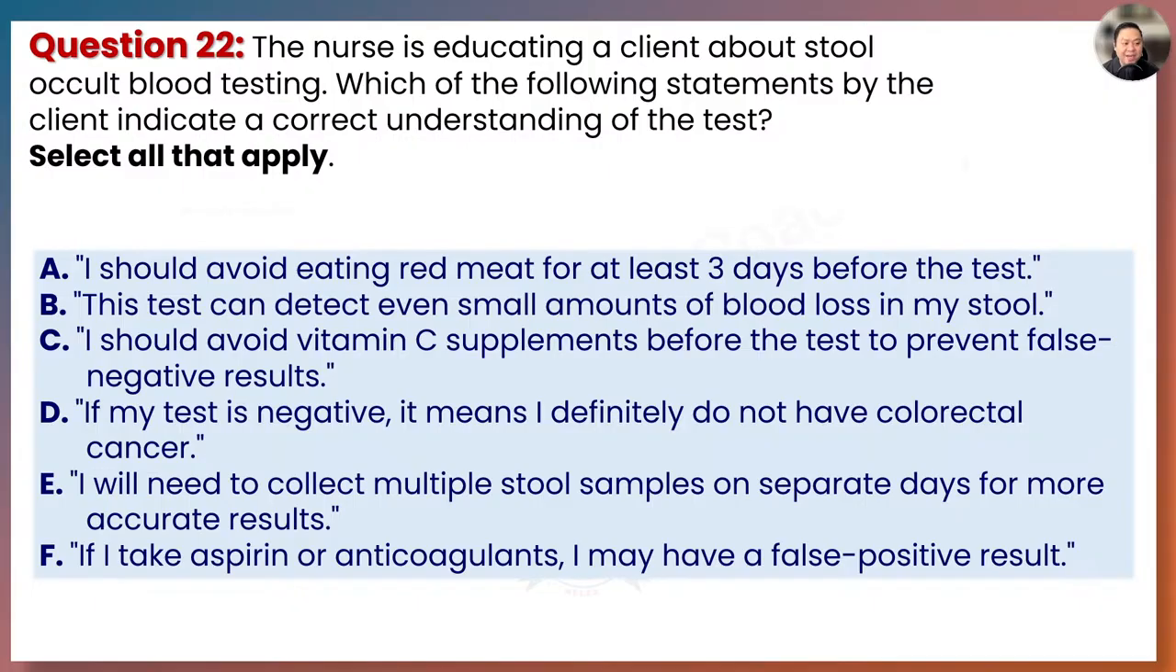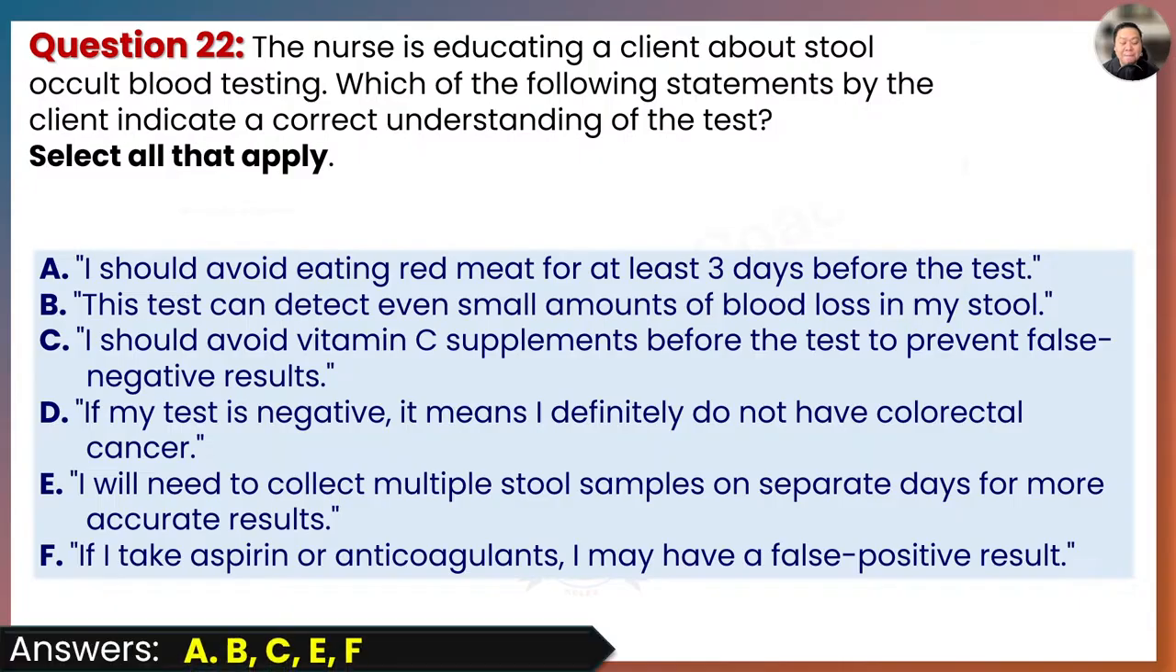C, I should avoid vitamin C supplements before the test to prevent false negative results. D, if my test is negative, it means I definitely do not have colorectal cancer. E, I will need to collect multiple stool samples on separate days for more accurate results. F, if I take aspirin or anticoagulants, I may have a false positive result. The correct answers are letters A, B, C, E, and F.